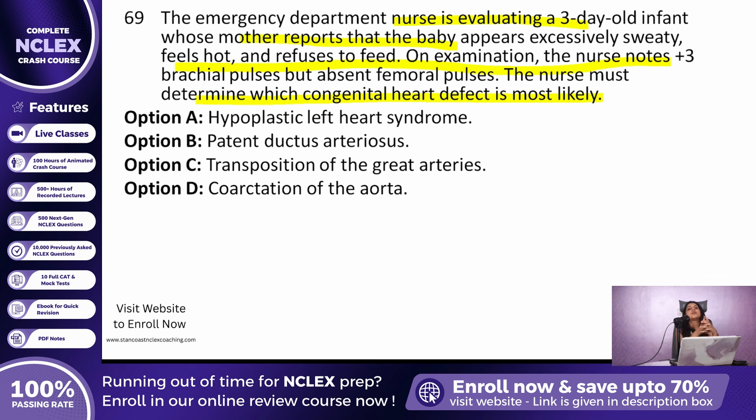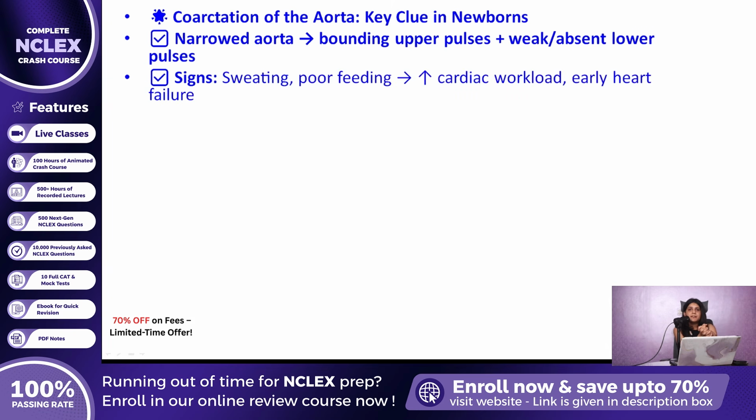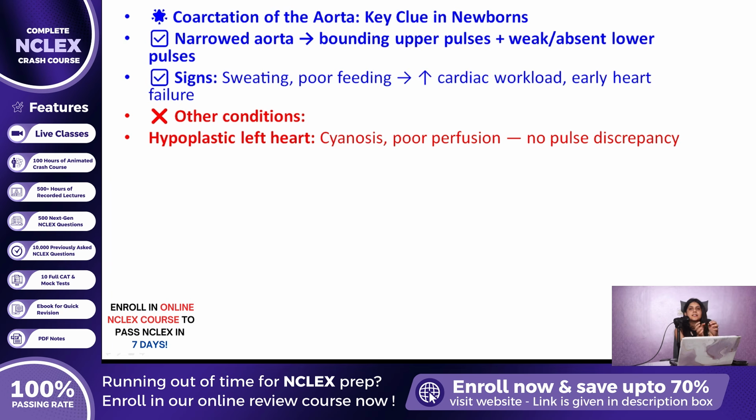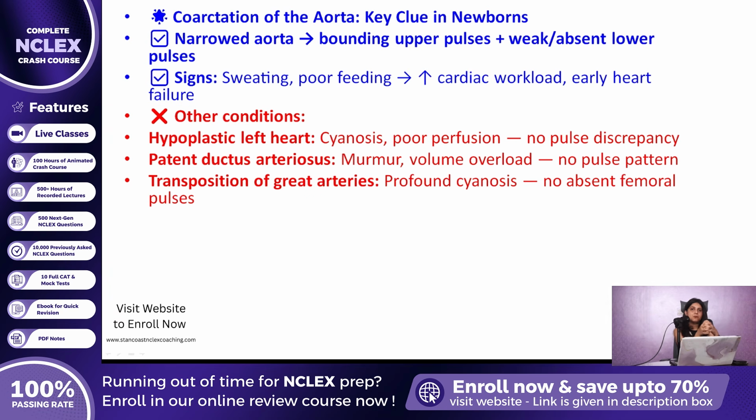The rationale is that coarctation of the aorta involves a narrowing of the aorta that typically results in bounding upper extremity pulses and diminished or absent lower extremity pulses. The baby's symptoms of sweating and poor feeding reflect increased cardiac workload and early heart failure. In contrast, hypoplastic left heart syndrome causes cyanosis and poor perfusion without pulse discrepancies. Patent ductus arteriosus produces a murmur and volume overload, but not this pulse pattern. Transposition of the great arteries causes profound cyanosis, not absent femoral pulses.